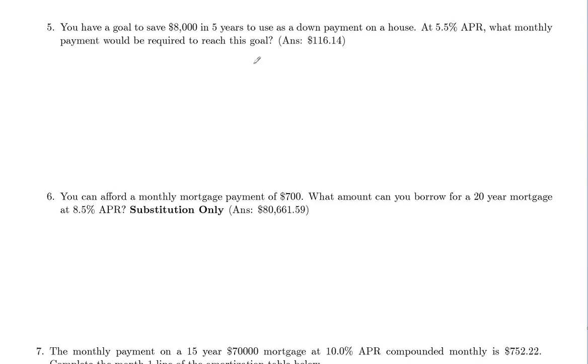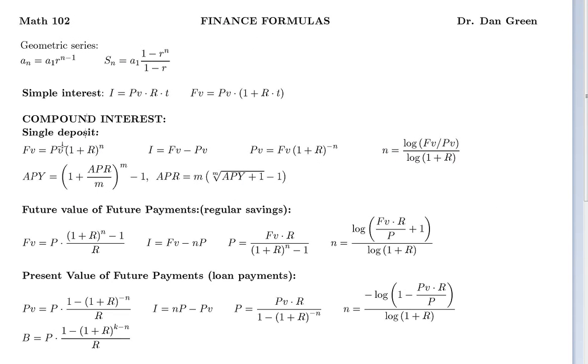Okay, number 5. You have a goal to save. Okay, so we're saving $8,000 in 5 years to use as down payment on a house. 5.5% APR. What monthly payment would be required to reach this goal? So you're making a monthly payment. Okay. So this is going to be regular savings. So you go back over here, see it's not a single deposit because you got a goal to save that much. It's not a loan, doesn't mention a mortgage or a credit card or anything like that. So it's regular savings.